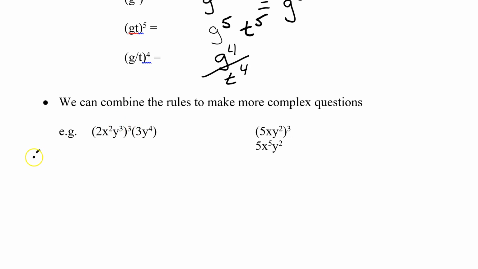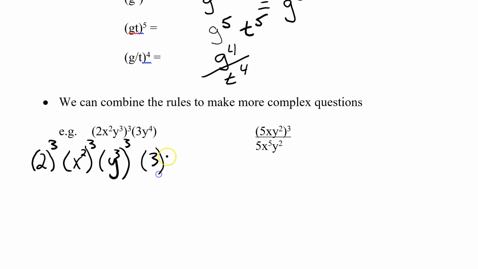So I'm going to say 2, and of course that goes to the power of 3. And then I've got x squared to the power of 3. Then I've got y cubed to the power of 3. I'm also going to separate my 3 and my y to the 4th.